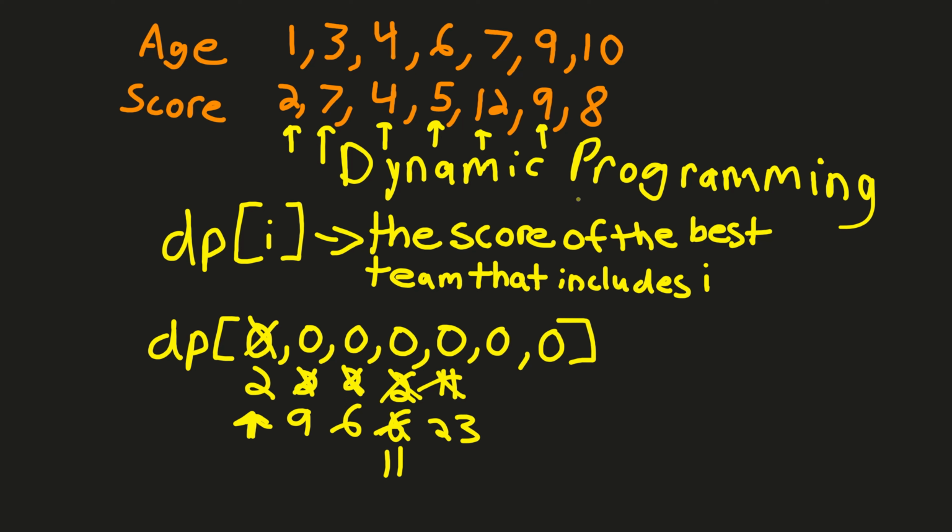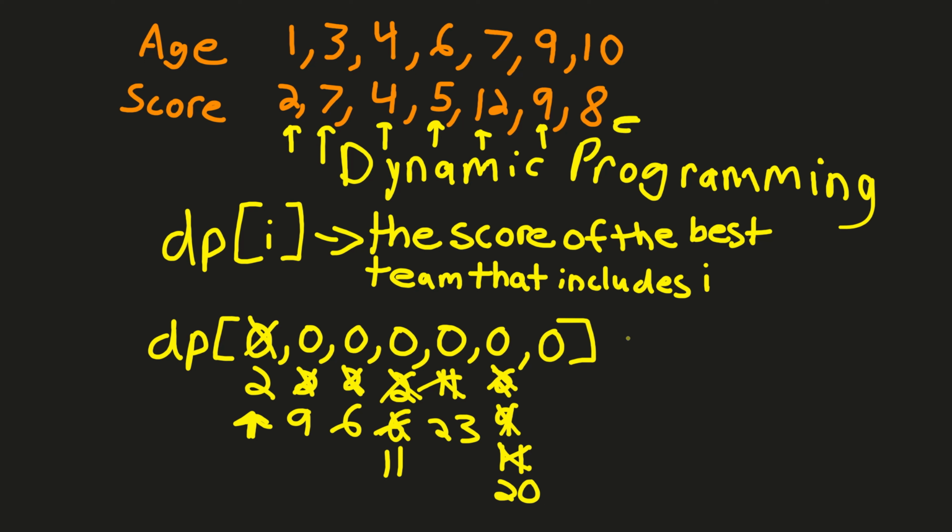Then we're going to look at 9. If we look at 2, that's fine. We can include that. 7 is less than 9, so we can choose that team instead. 4 is less than 9, but their best score is only 6. 5 is less than 9, and their score is 11, so we can change that to 11, but 12 is not less than 9, so we can't consider that team. So the best team that includes 9, so we're going to include 9, is a score of 20.